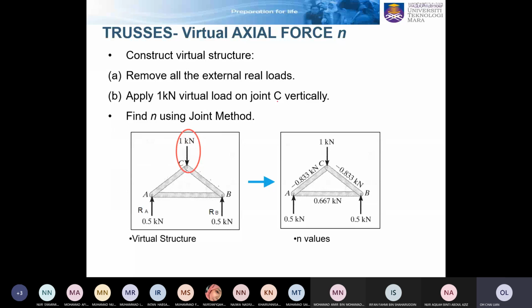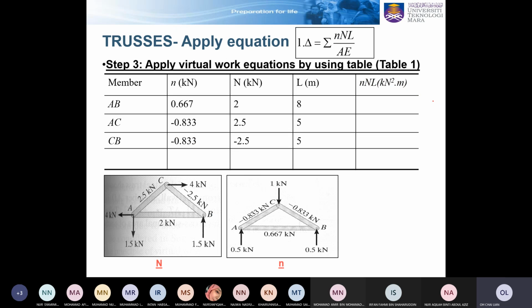Okay, so this is how you do it, this is your virtual structure right now. Again, you start with this, either the joint method or the section method. So you solve for this truss, and this is your small n. But now we want to apply this big N, small n, L over AE, right? But this summation means for all the members, so it will be easier for you to use the tabular form. Okay, therefore you can start with this.